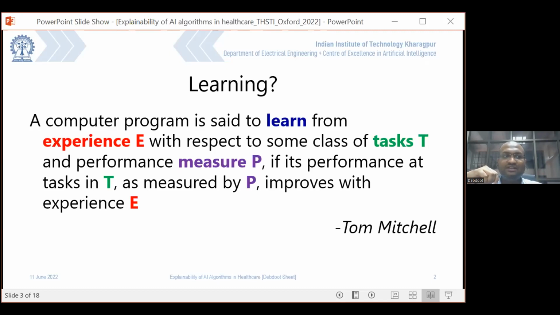Nowhere over here do you see a particular mention about whether you can verify how the machine is learning to do the task. You don't see a mention of the fact that the reasoning by which the machine is arriving at a decision can be trusted by a human.